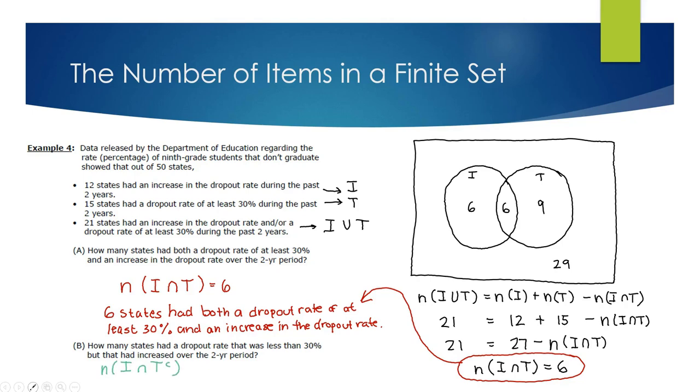So we're looking for essentially this number that had the increase I and the complement of T, so not T. So basically we're looking for anything that falls inside of I but doesn't fall inside of T. And that would be this region right here. And so based off of that, there are 6 states that had a dropout rate less than 30% but had an increase in the dropout rate during that 2-year period.